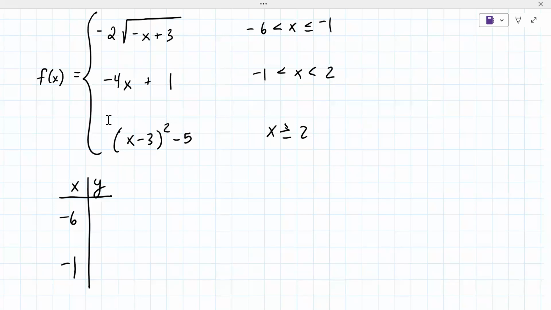So, is it just numbers that are in between -6 and -1? No, you want to use the endpoints. Right, we did this. That's typically the best way to proceed. You could pick points, but there's only certain ones that work nicely.